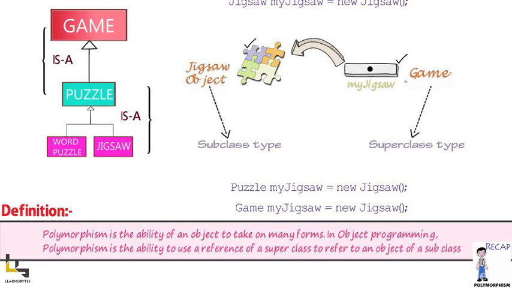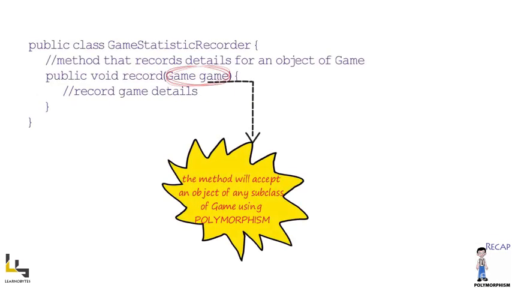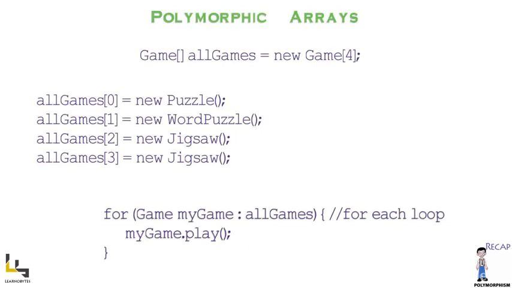Let's recap. In this video, we learned that polymorphism is the ability to use a reference of a superclass to refer to an object of a subclass. We can assign subclass objects to a superclass reference variable. Polymorphism enables us to write methods with polymorphic arguments and define polymorphic arrays.